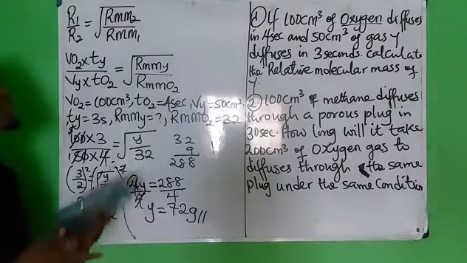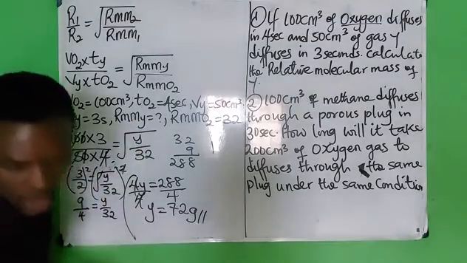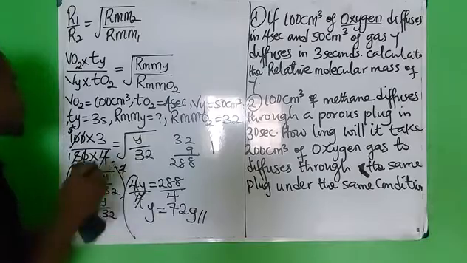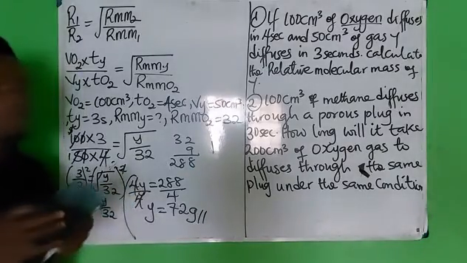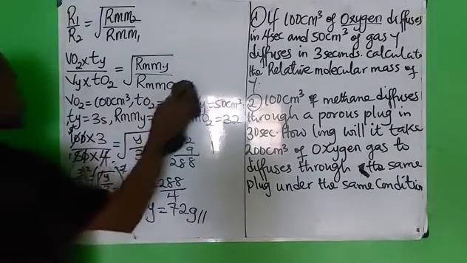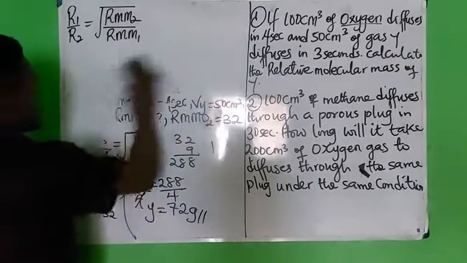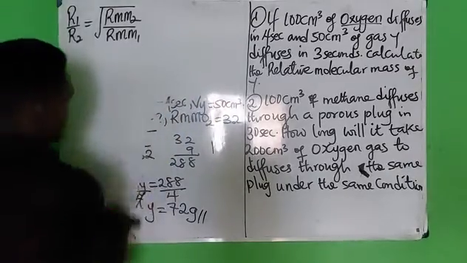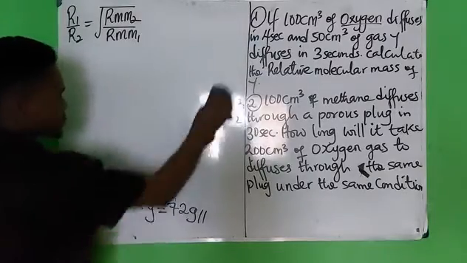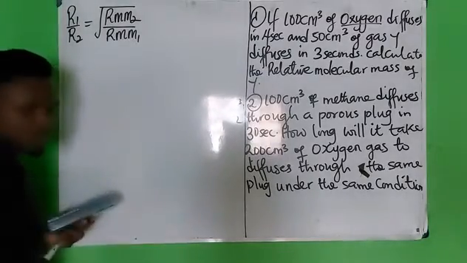So shall we take number 2? So let's take number 2. I believe that was actually comprehended. Number 2 is very, very easy. Try solving more questions for a better understanding.